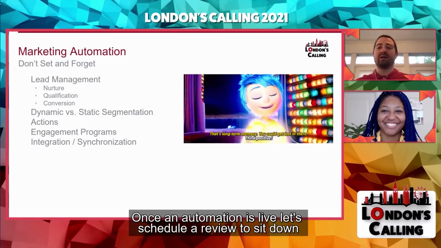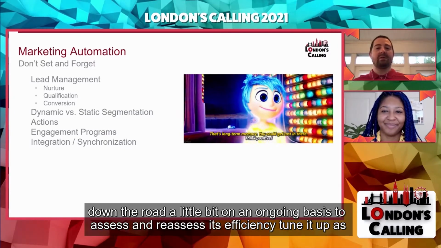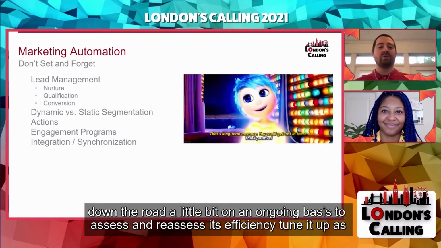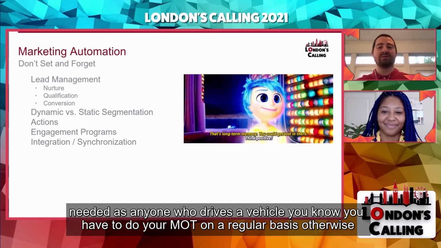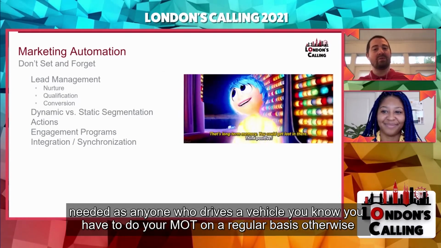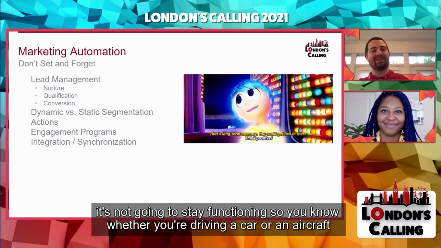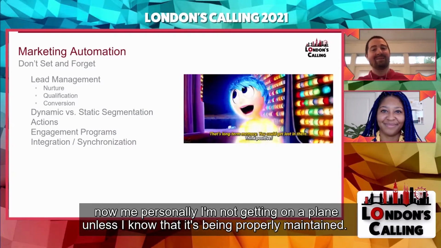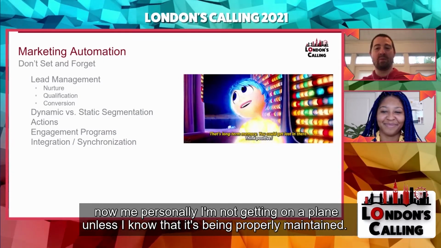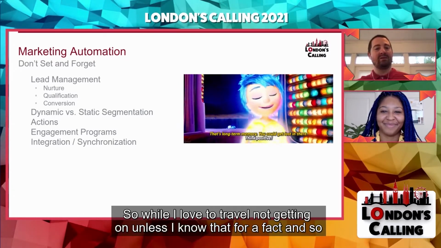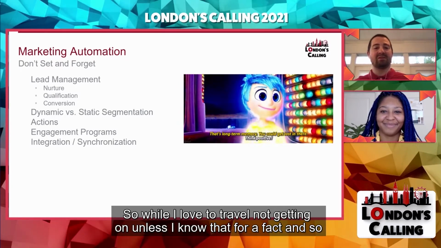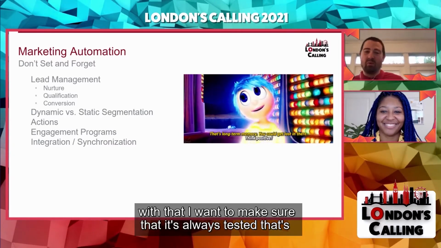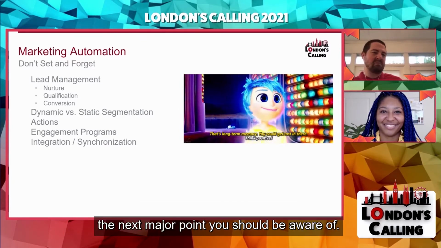Once an automation is live, let's schedule a review down the road on an ongoing basis to assess and reassess its efficiency, and tune it up as needed. As anyone who drives a vehicle knows, you have to do your MOT on a regular basis. Otherwise, it's not going to stay functioning. Whether you're driving a car or on an aircraft, me personally, I'm not getting on a plane unless I know that it's being properly maintained. So while I love to travel, I'm not getting on unless I know that for a fact. And so, with that, I want to make sure that it's always tested. And that's the next major point you should be aware of.